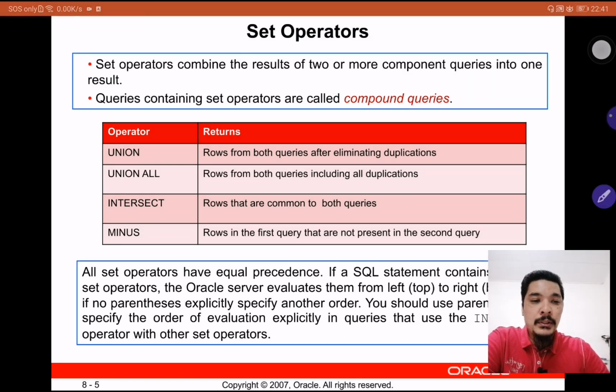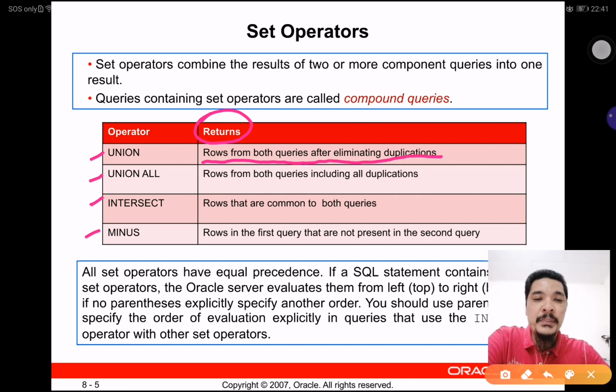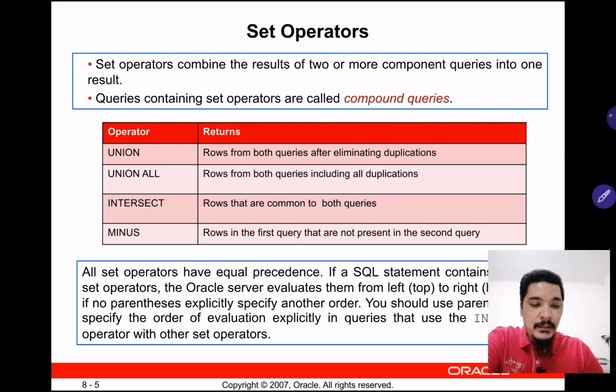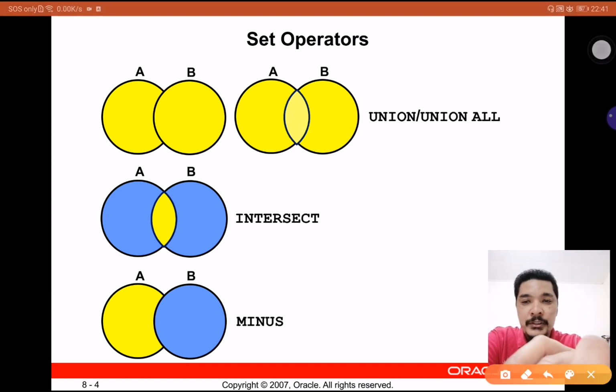Like the previous slide, we have 4 operators. If it is UNION, the output returns rows from both queries after eliminating duplications. This is the keyword: after eliminating the duplications. So when we are using UNION, we need to make sure we eliminate the duplications. In this diagram, this is the duplication here, and we try to eliminate it. Okay, so next.